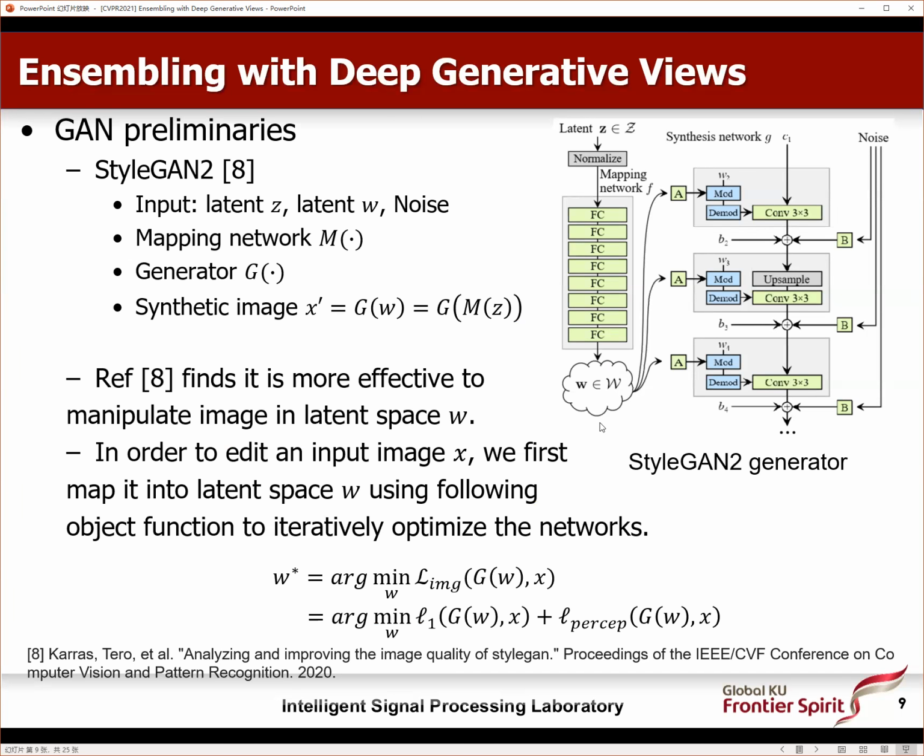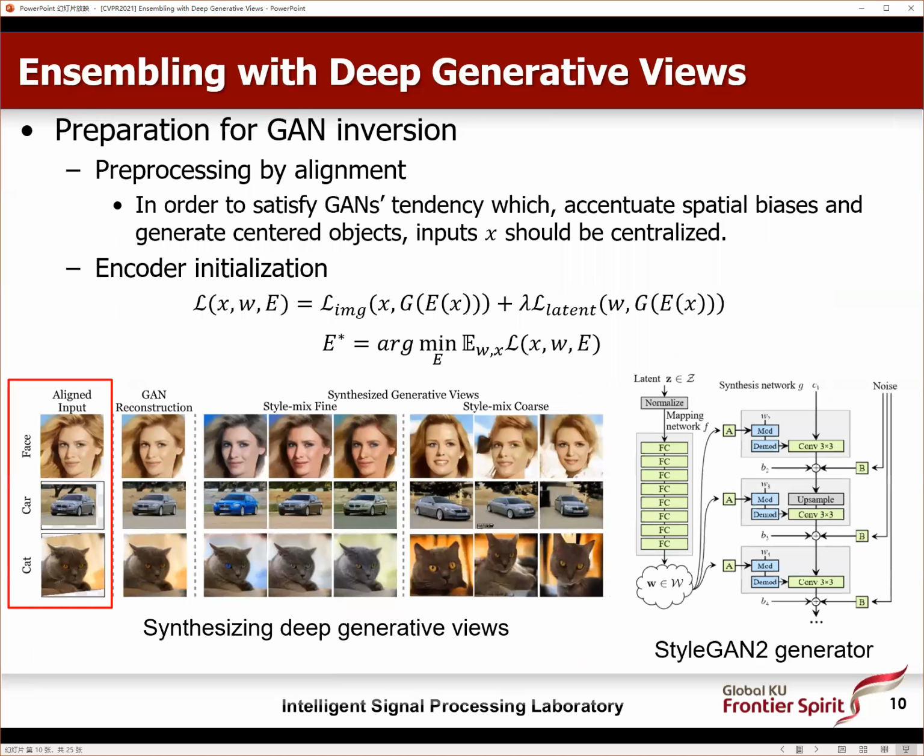So in this paper, we focus on the latent space W. In order to edit an input image X, we first need to map it into the latent space, and we need to use the following loss functions to optimize the networks, including the generator and the mapping network. We will go back to this loss function later. In this slide, I only want to tell you some basic knowledge about StyleGAN2, so you can be prepared for the next step. Okay.